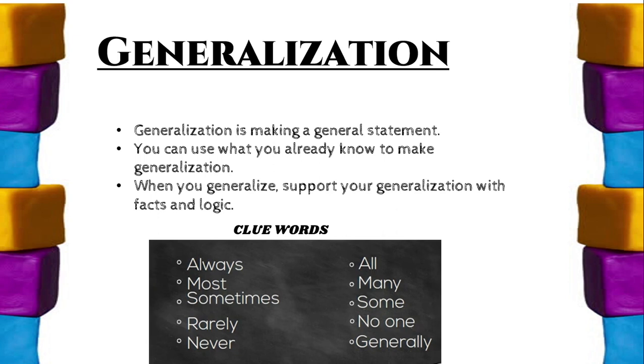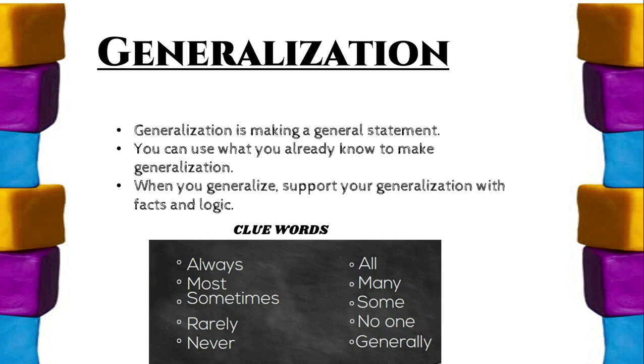Generalization is making a general statement. You can use what you already know to make a generalization. It is a broad statement, a statement that is very general. It is usually based on facts. When you generalize, you have to have facts and logic in order to come up with a general statement.